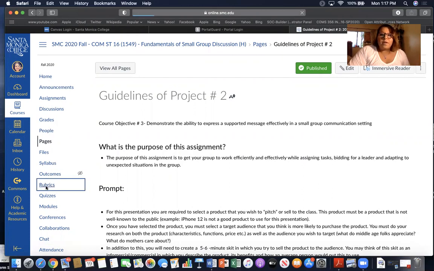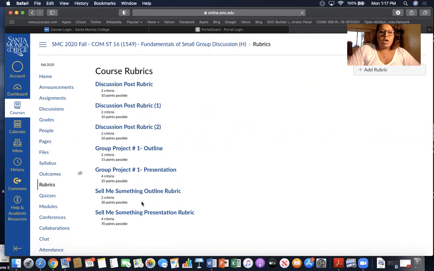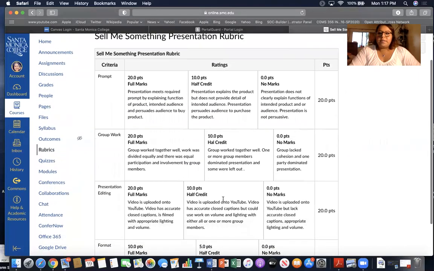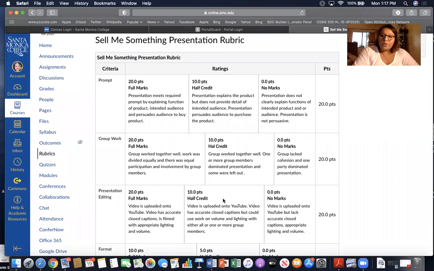For the presentation, the rubric is going to look like this. As you can see, your presentation is worth 70 points. Your outline is worth 30 points, adding up to a total of 100 points for the project. And again, this is a group grade, so just keep that in mind.